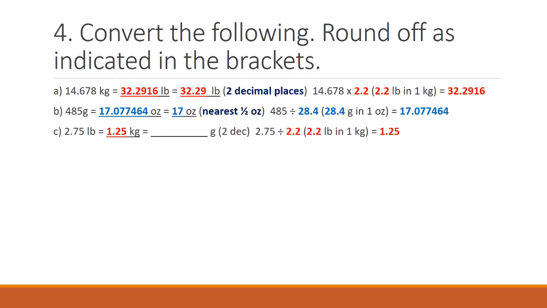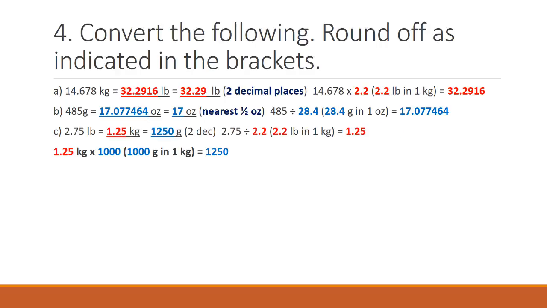Now we want to take 2.75 pounds and convert it to grams. We can go a few different ways. We can take the kilogram total that we've just calculated. We have 1.25 kilograms. Metric system being really easy, we're going to multiply it by the amount of grams in a kilogram, which is 1,000. And when you multiply 1.25 times 1,000, you get 1,250 grams, and that can be your answer.